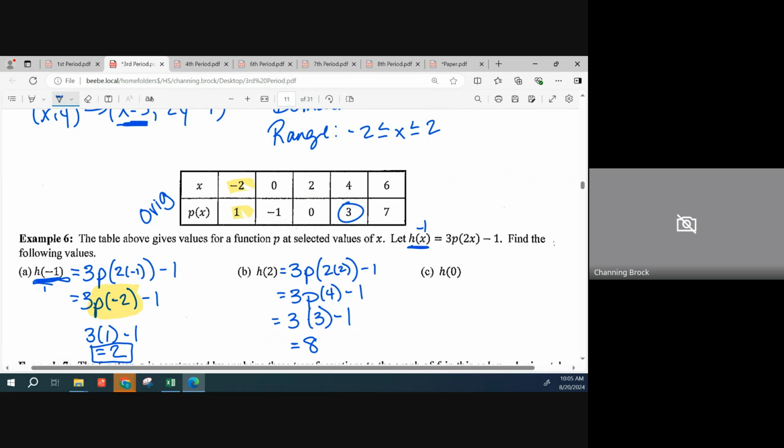Okay, 0. So that's going to be 3p of 0, minus 1. What's p of 0? -1. So the answer is -4.